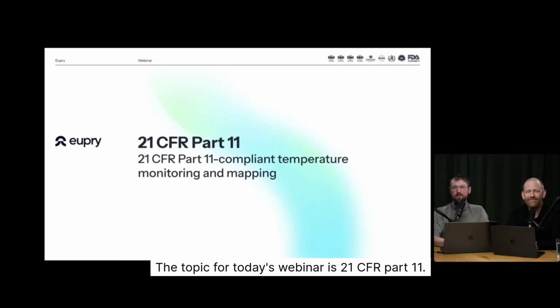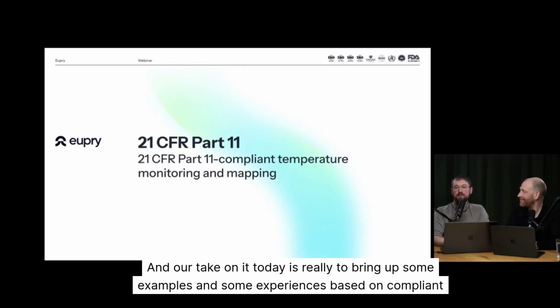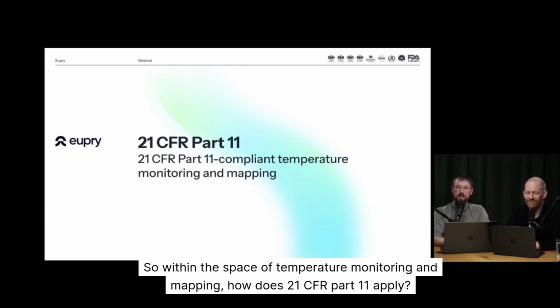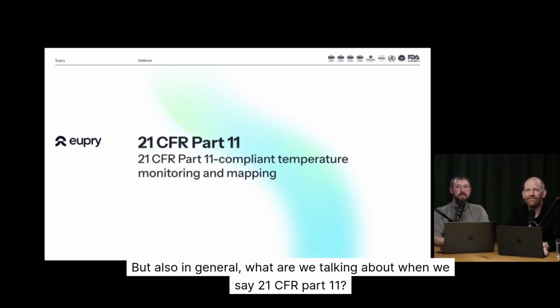The topic for today's webinar is 21 CFR Part 11, and our take on it today is really to bring up some examples and some experiences based on compliant temperature monitoring and mapping. So within the space of temperature monitoring and mapping, how does 21 CFR Part 11 apply? But also in general, what are we talking about when we say 21 CFR Part 11?